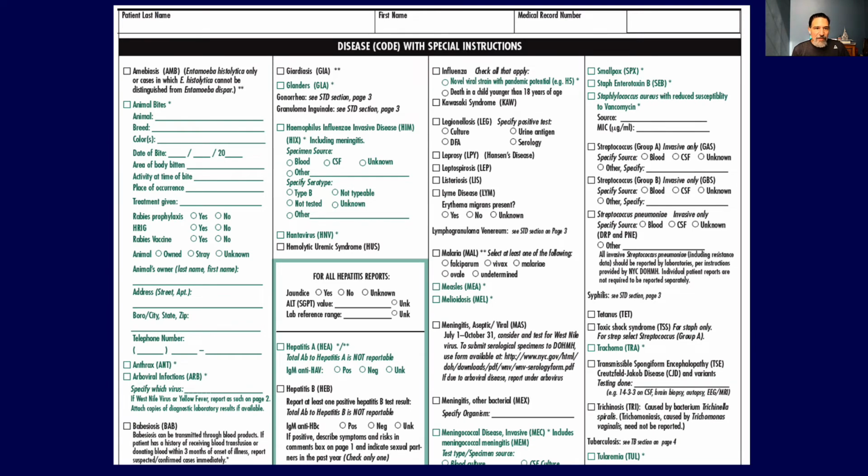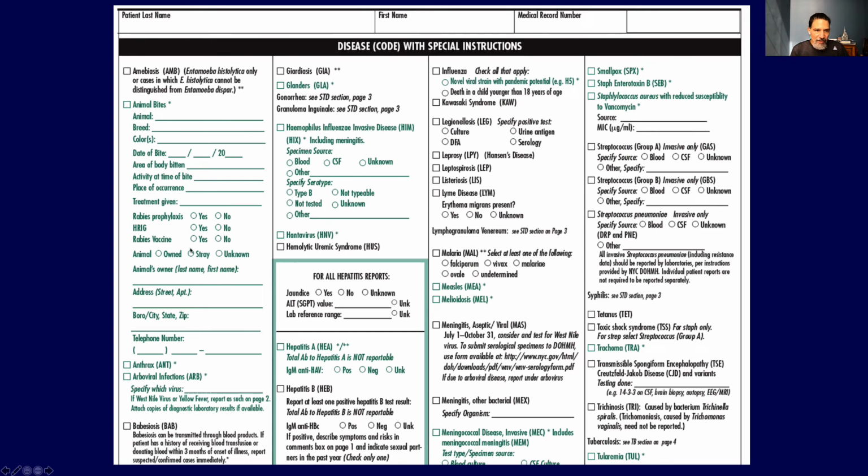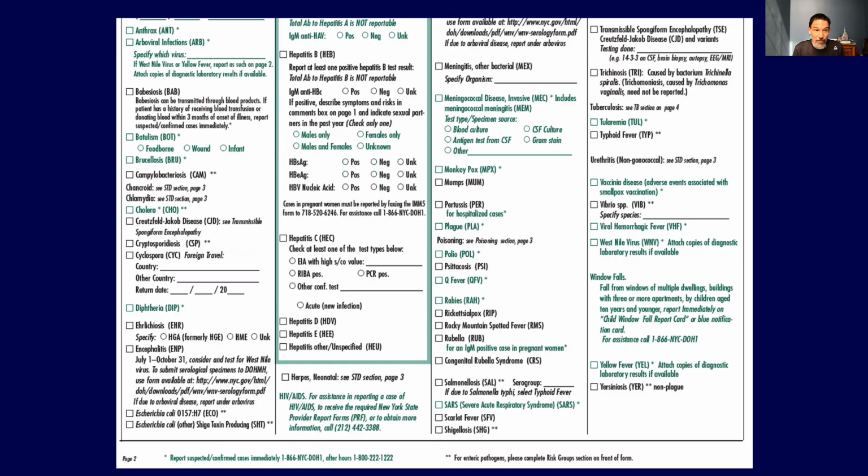So moving into some of the different diseases, you can get a sense here, it's in alphabetical order, of the particular disease or condition or event that you may be reporting. Meningitis is here, and also giardiasis, a parasitic disease, and animal bites. So again, just to remind you that it's not just infectious diseases that are notifiable and under surveillance in New York City.